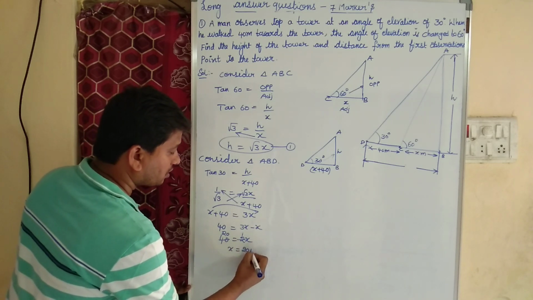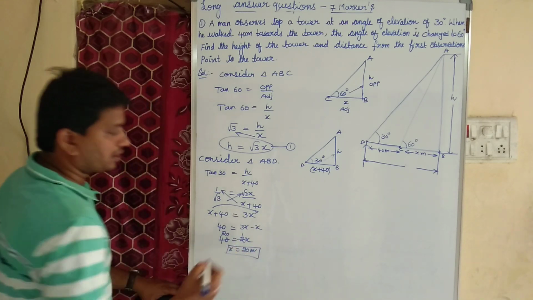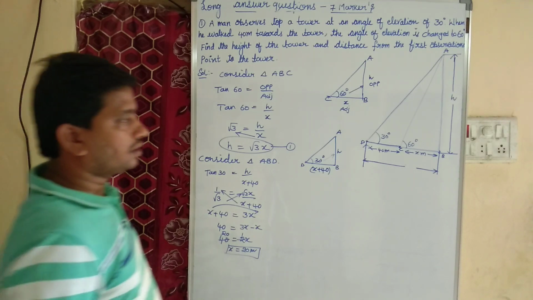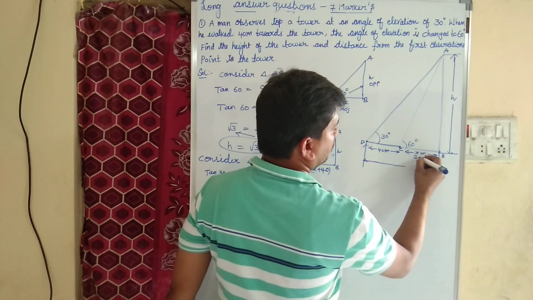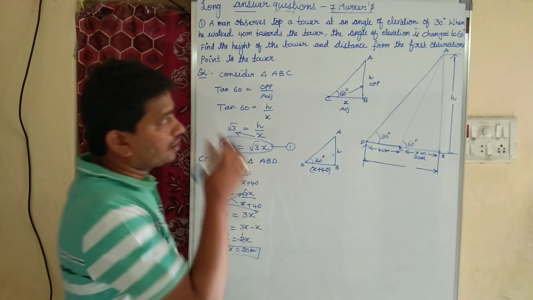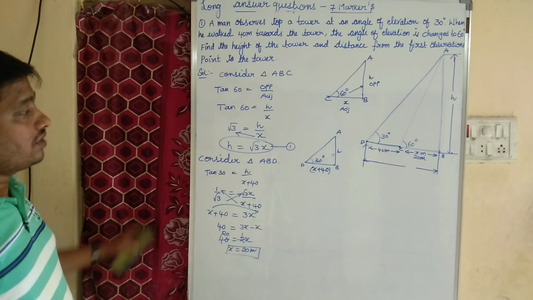X is equal to how much? X equal to 20 meters. X is nothing but what? BC, right? So we got this is 20 meters. Okay, so now first let us find the height of the tower.